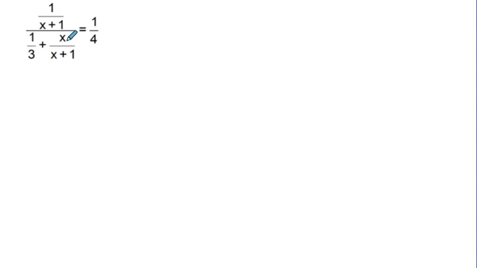So we have this rather complex looking rational equation: 1 over x plus 1 over 1/3 plus x over x plus 1 equals 1/4. And what I'm going to do first is take this denominator I'm now encircling and simplify it. So I'm going to bring this to the upper right and rewrite this as 1/3 plus x over x plus 1.